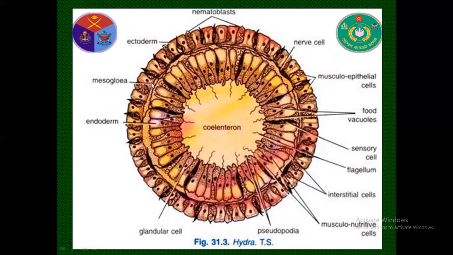Mesoglea is the layer of substance which is found between the two layers, epidermis and endodermis. Actually this is not a cell. This is an acellular gel-like substance which helps in the attachment of the two layers, endoderm and ectoderm. The nerve cells, muscular cells, sensory cells are all found here.